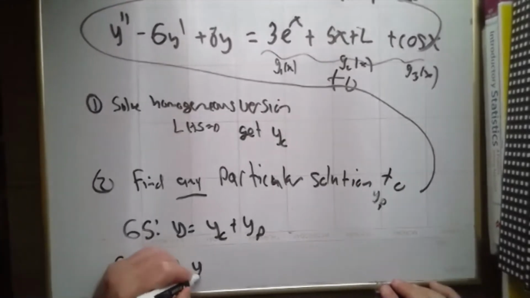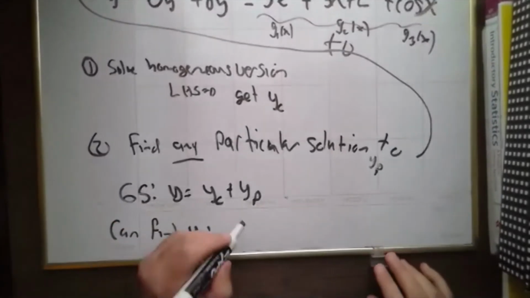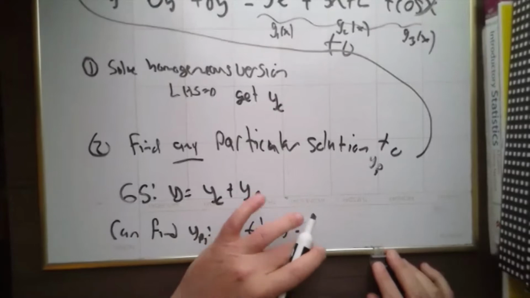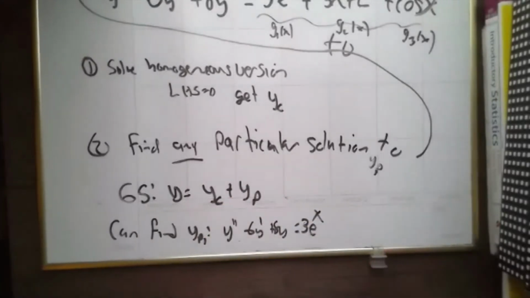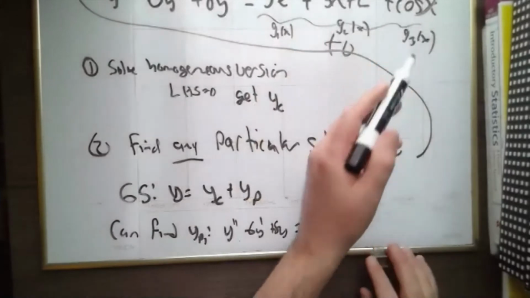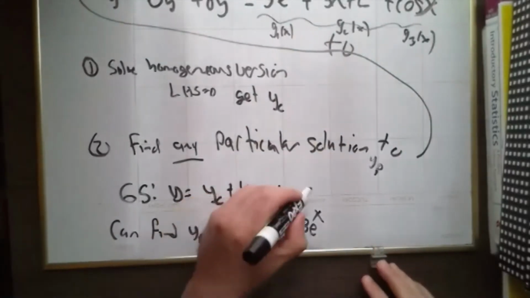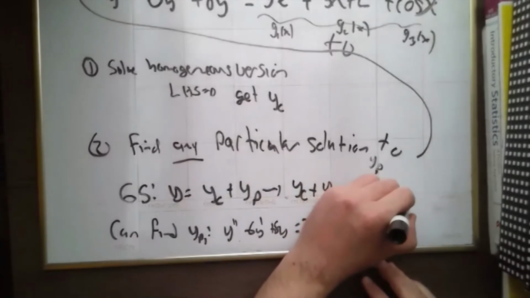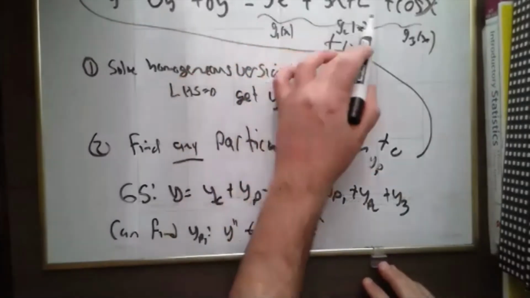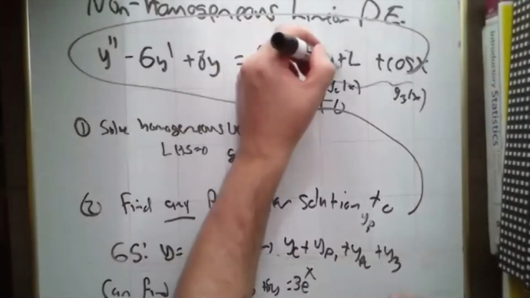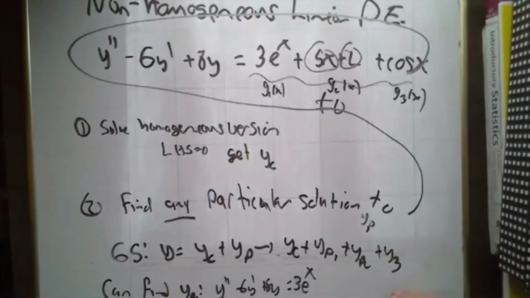So we can find, say, yp1 that would be a solution to y double prime minus 6y prime plus 8y equals 3e to the x. So only deal with the first part, find that particular solution. Same thing for this guy, same thing for that guy, and then tack it all together. So we could say this is really yc plus those 3 particular solutions, because we kind of thought of this as 3 separate functions added together. We could even call it 4 functions if we wanted to. We could call 5x and 2 another function, but it's probably easier to squish those together into 1.